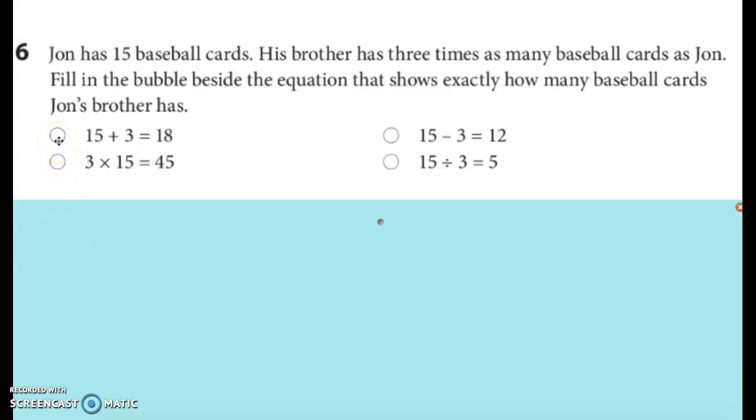Choose the best answer. I will read them now. 15 plus 3 equals 18. 3 times 5 equals 45. 15 minus 3 equals 12. And 15 divided by 3 equals 5. Please fill in the bubble beside the equation that shows exactly how many baseball cards John's brother has. Complete number 6 now. Pause the video if needed.